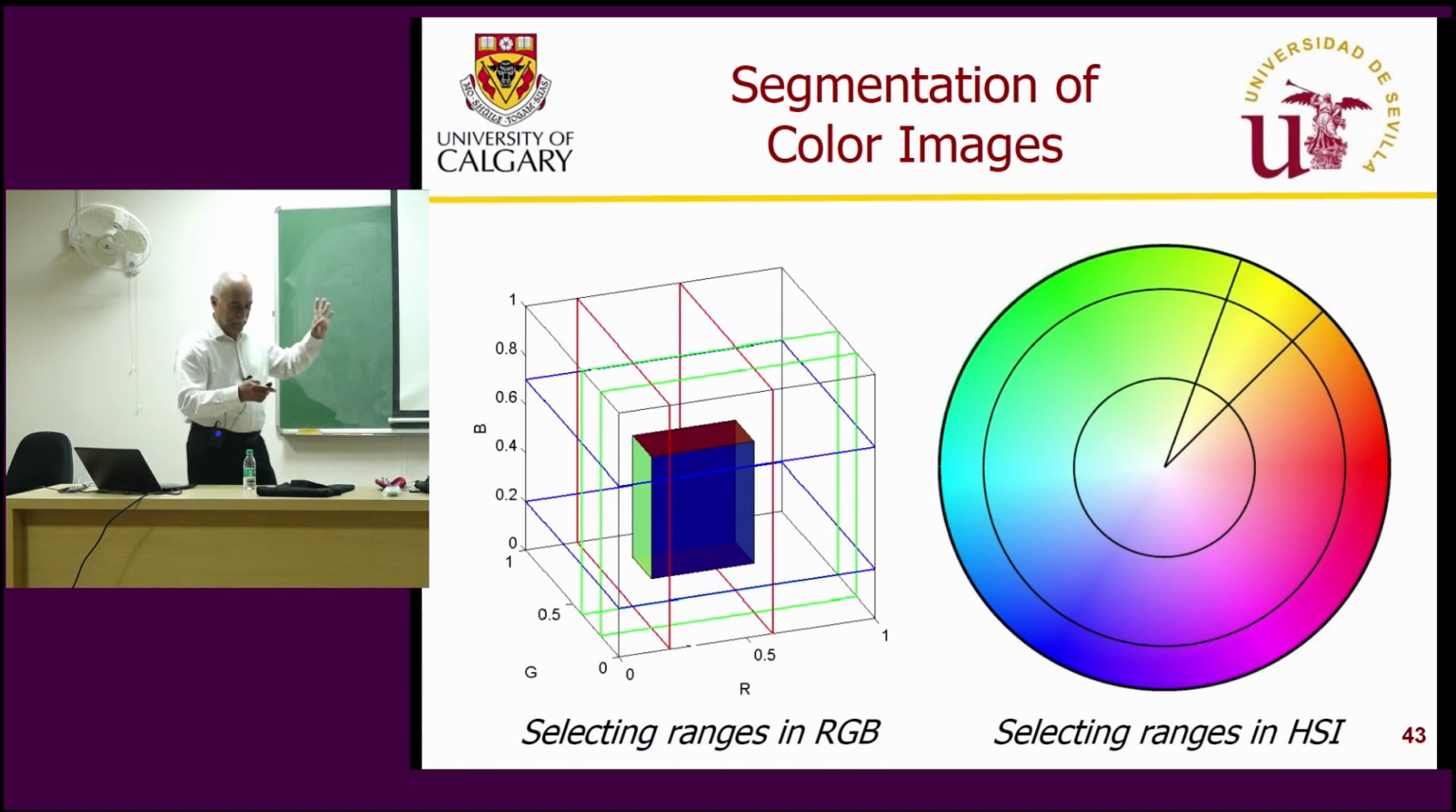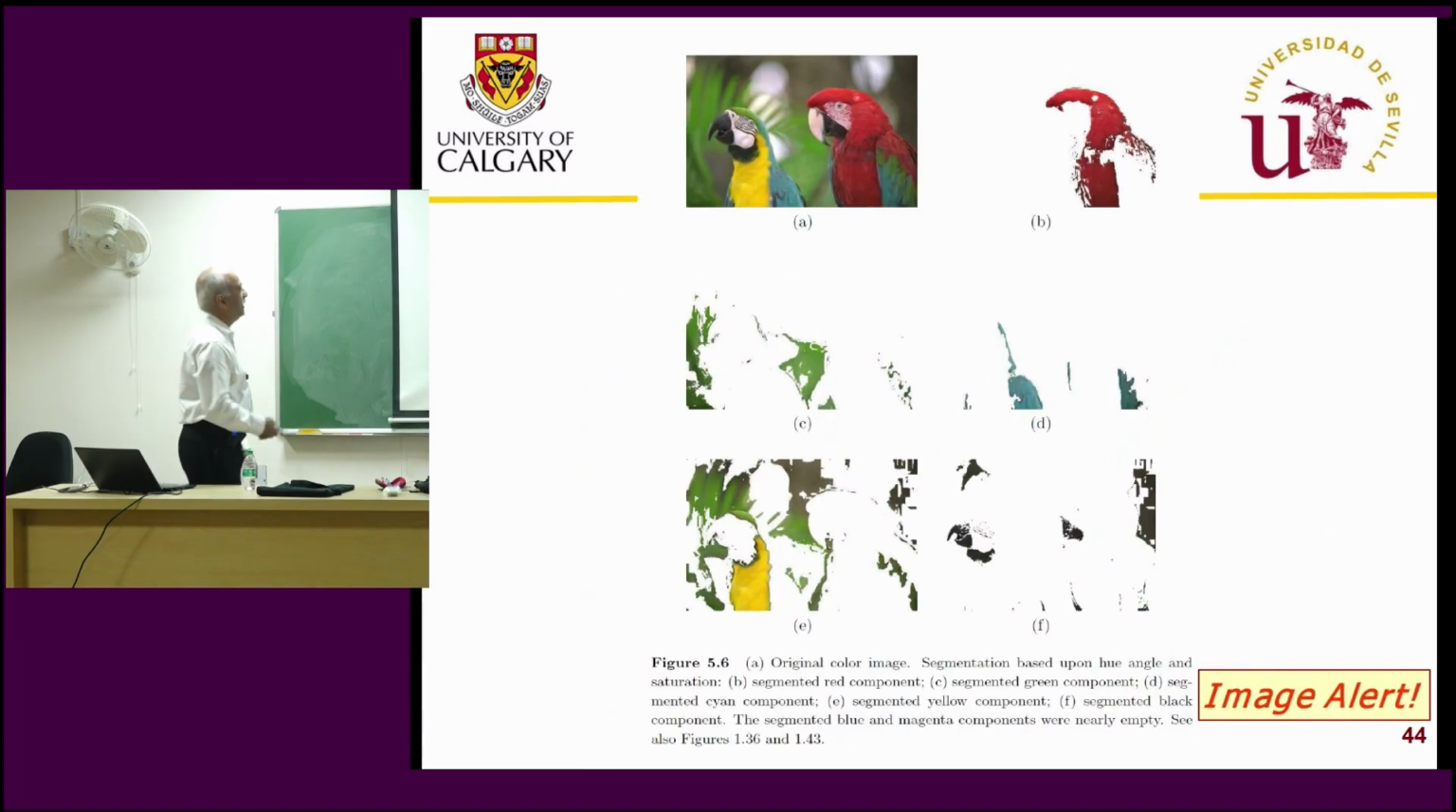It's easier, more intuitive. So put a limit on saturation, which is the radius, and put a limit on the hue, which is the angular range, like a sector filter. We have seen sector filters in the frequency domain for directional filtering. Now direction relates to hue.